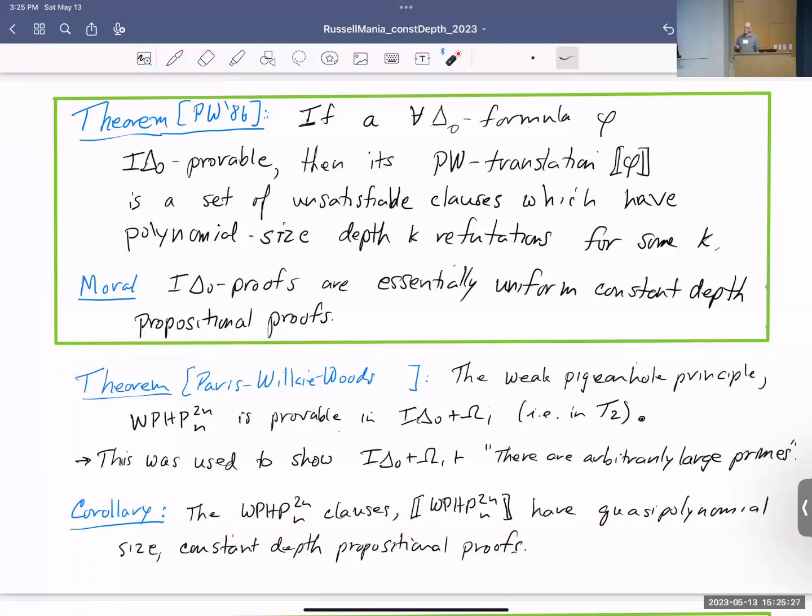And the T2 is the union of theories I worked with later in my thesis, where I'll name them later on, that picked out theories that correspond to individual levels of the polynomial time hierarchy. Ω1 is smash. And there's a whole hierarchy of Ω_k things.